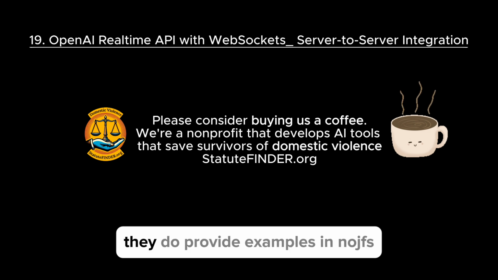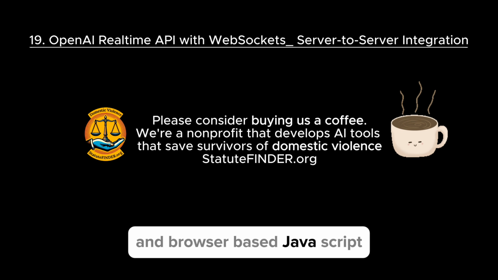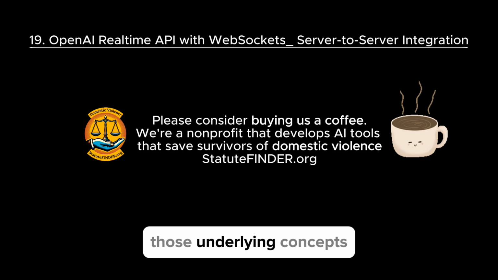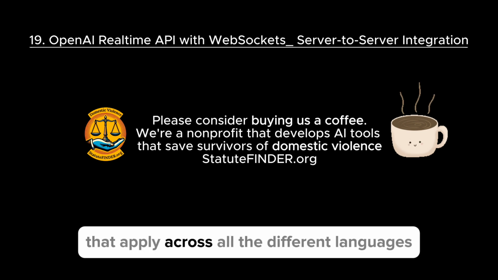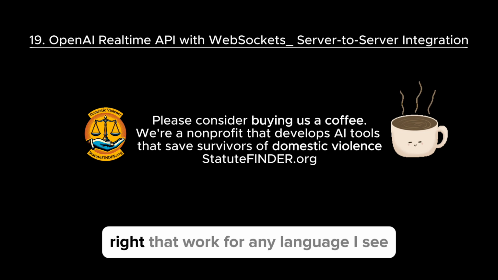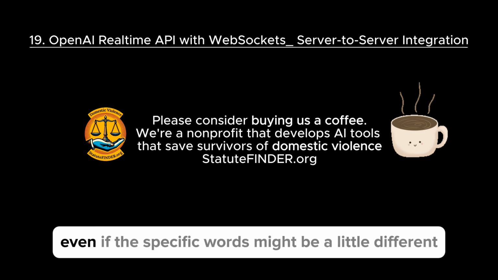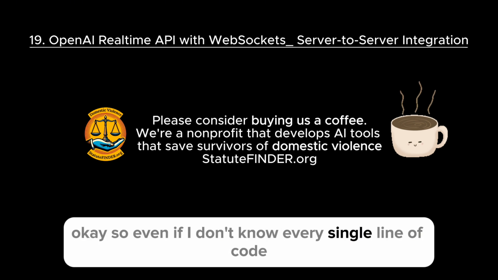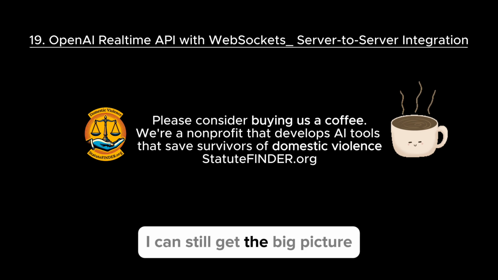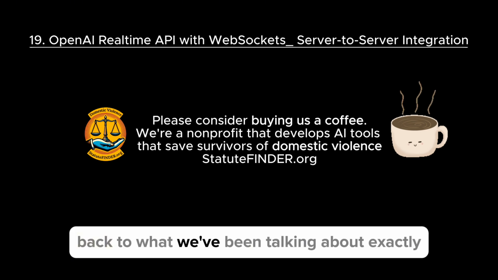Okay, good. They do provide examples in Node.js and browser-based JavaScript alongside Python, but they really focus on illustrating those underlying concepts that apply across all the different languages. It's like learning the basic grammar rules that work for any language, even if the specific words might be a little different. So even if I don't know every single line of code in a Node.js example, I can still get the big picture and see how it connects back to what we've been talking about.